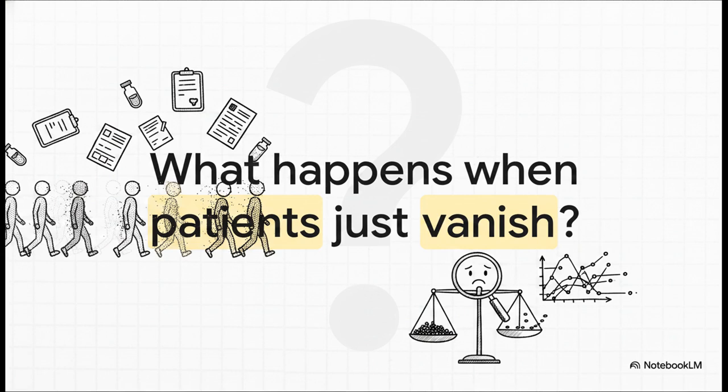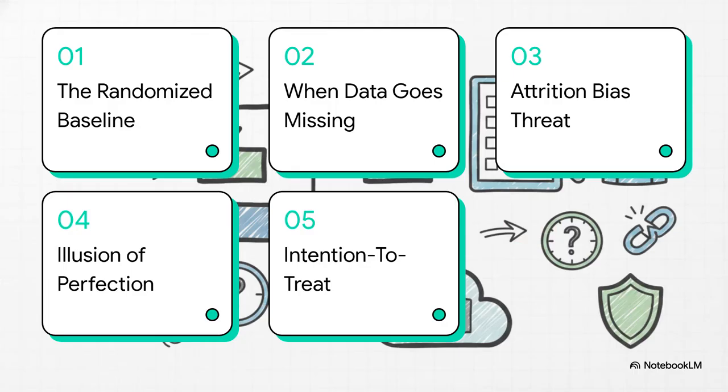Let's unpack the statistical mechanics behind this. Okay, let's dive into this. Here is our roadmap for today. 1. The randomized baseline. 2. When data goes missing. 3. The attrition bias thread. 4. The illusion of perfection. And finally, 5. The intention to treat defense.